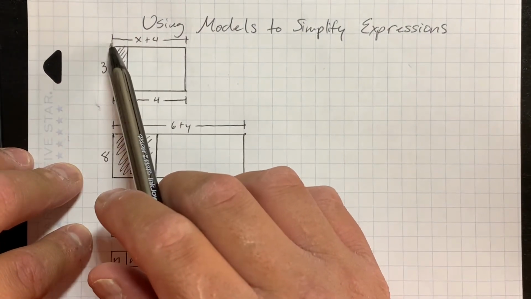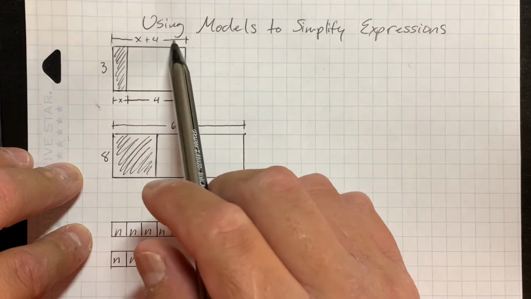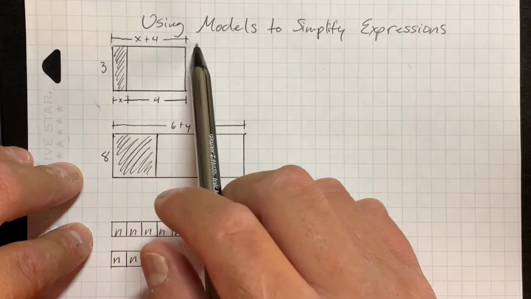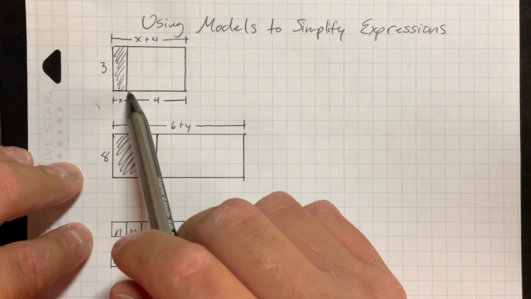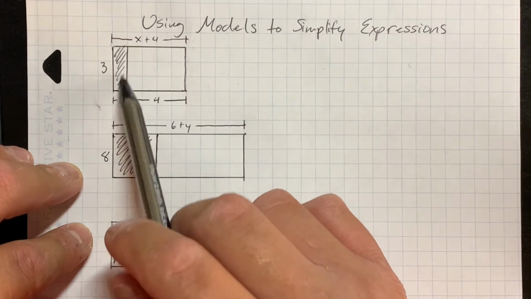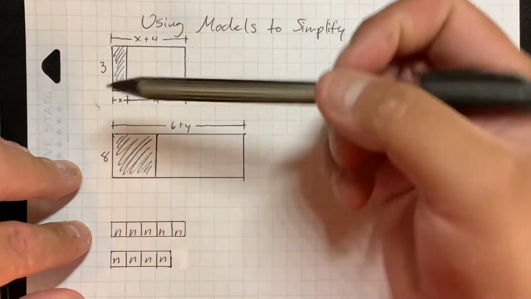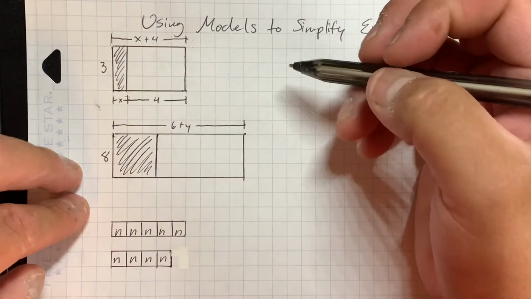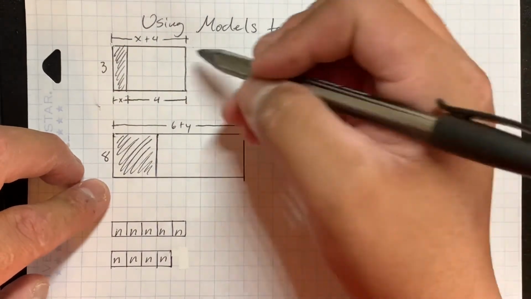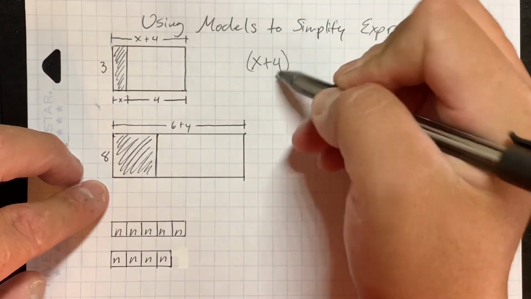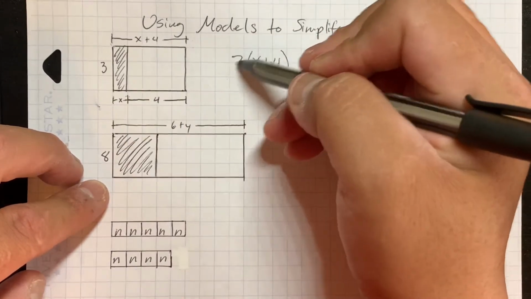Now, the first one up top, from here to here is going to be x plus 4. We don't know the value for x, for the length. But what we do know is that from here to here is 4, but we don't know what the x value is right here. We do know that the height is going to be 3 though. So for this expression, what we're going to have to do is that x plus 4, we're going to have to multiply that by 3.